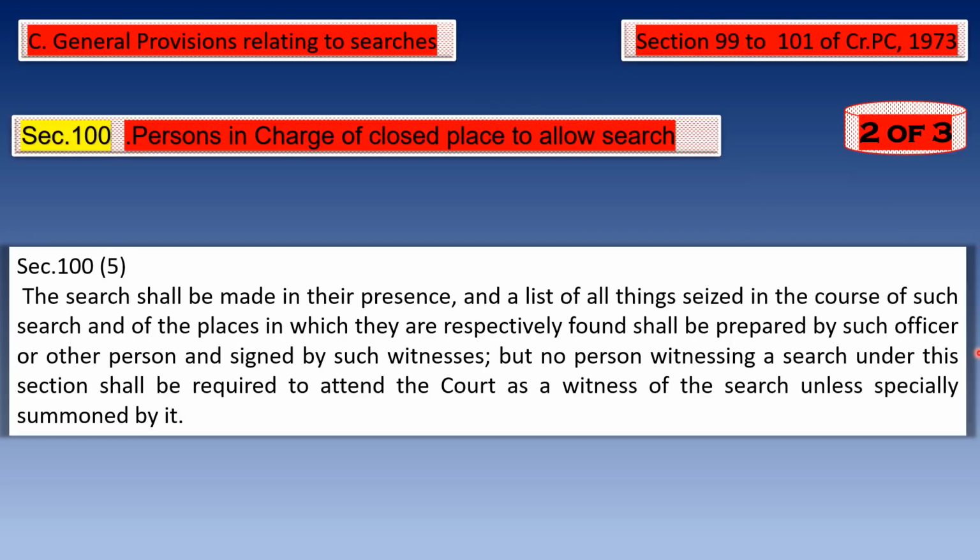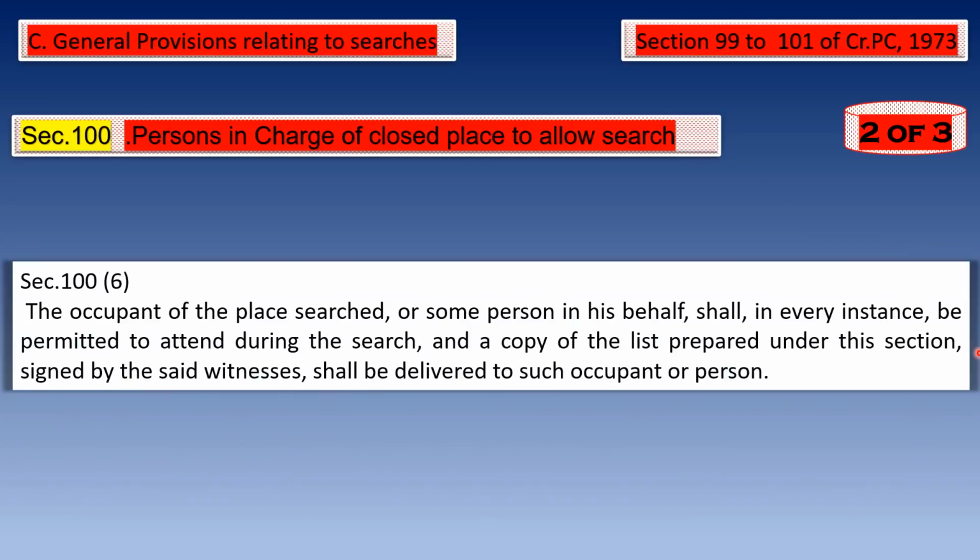Next is subsection 6 of Section 100 of Criminal Procedure Code 1973. The occupant of the place searched or some person in this behalf shall in every instance be permitted to attend during the search, and a copy of the list prepared under this section signed by the said witnesses shall be delivered to such occupant or person.